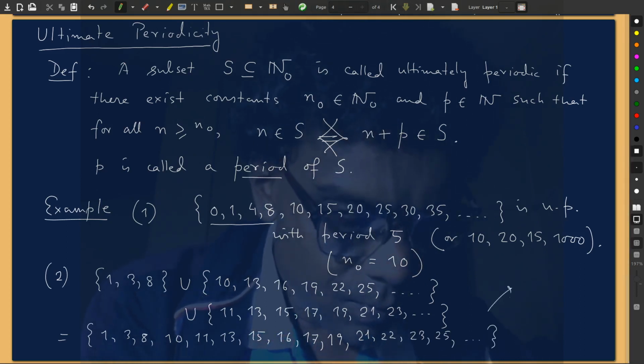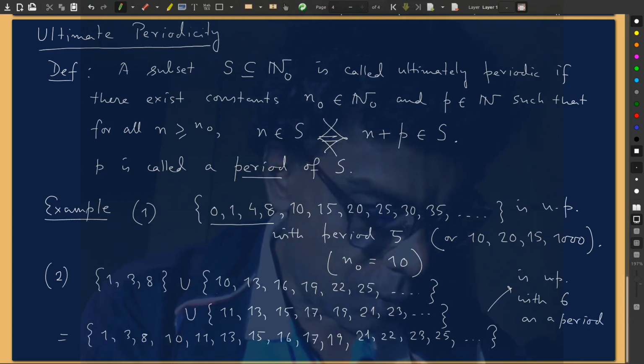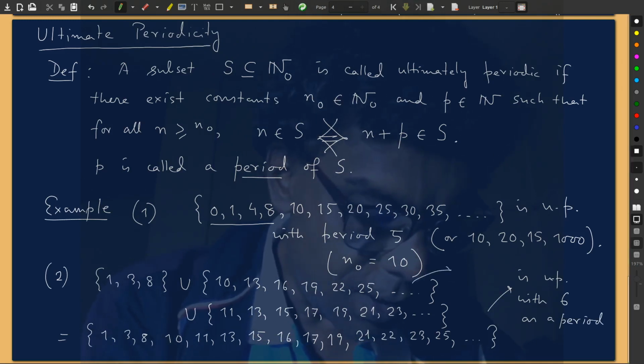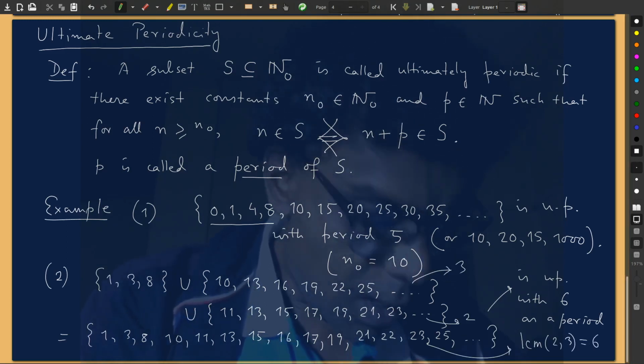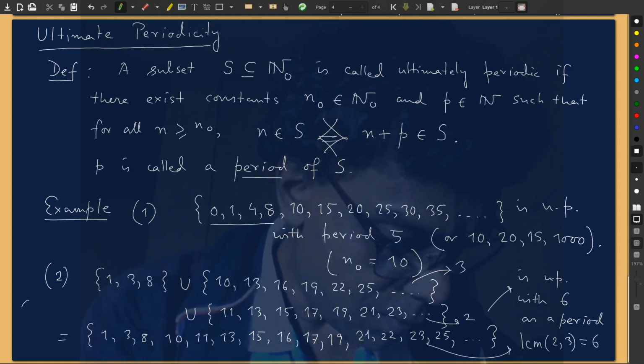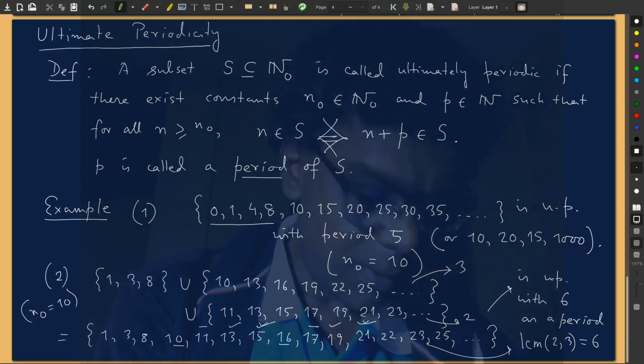This is also ultimately periodic, and you can check with 6 as a period. So here the period is 3, here the period is 2, and if I take the LCM, the period is 6. And here n0 is again 10. So 10 is there, so 16 is there. 11 is there, so 17 is there. 13 is there, 19. 15, 21. Okay, and so on.